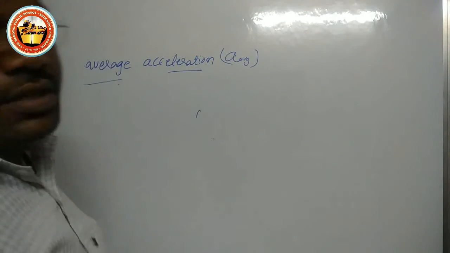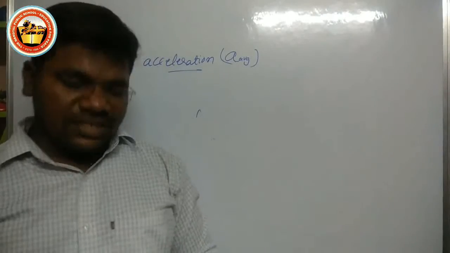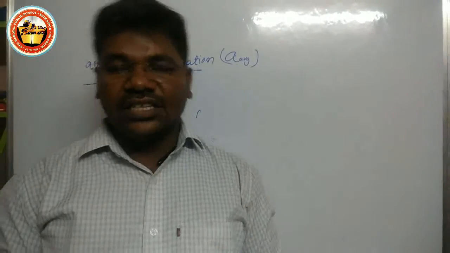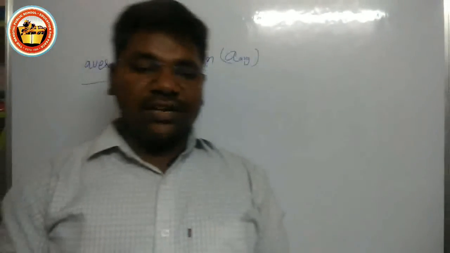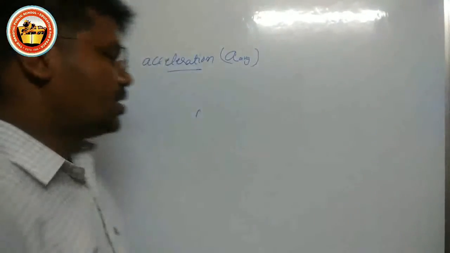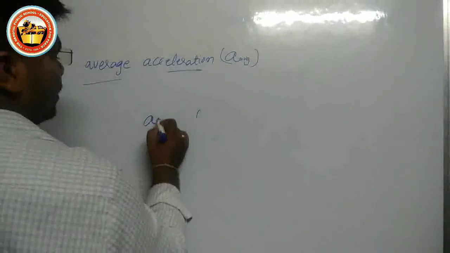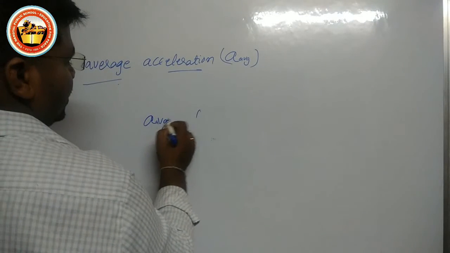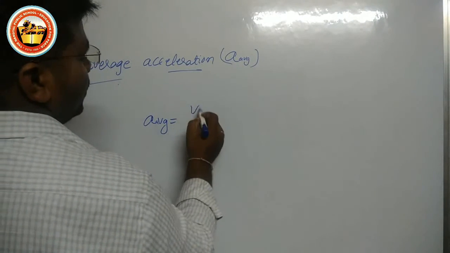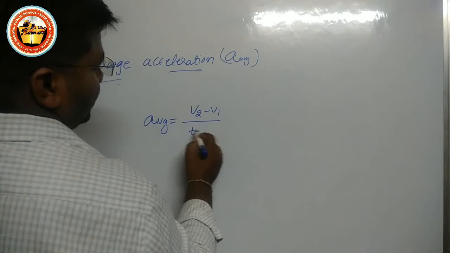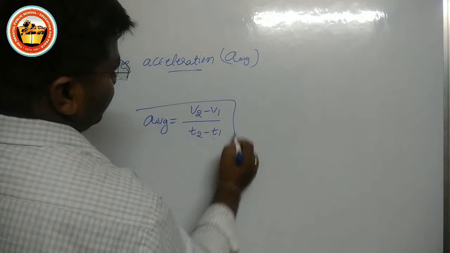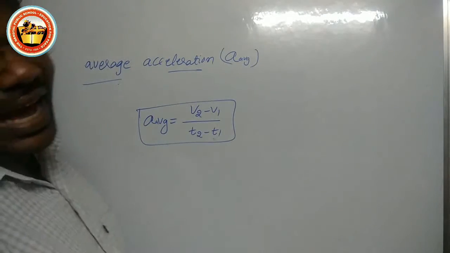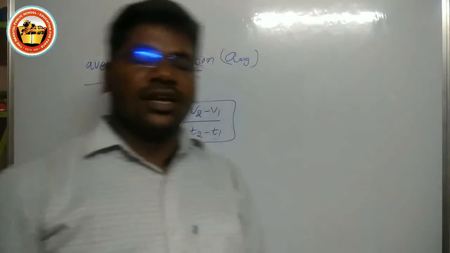Average acceleration. Average acceleration over a time interval is defined as the change in velocity divided by the change in time, that is, change in velocity divided by time interval. So we can write a_avg is equal to (v2 minus v1) divided by (t2 minus t1). Okay, so this is the formula for average acceleration.